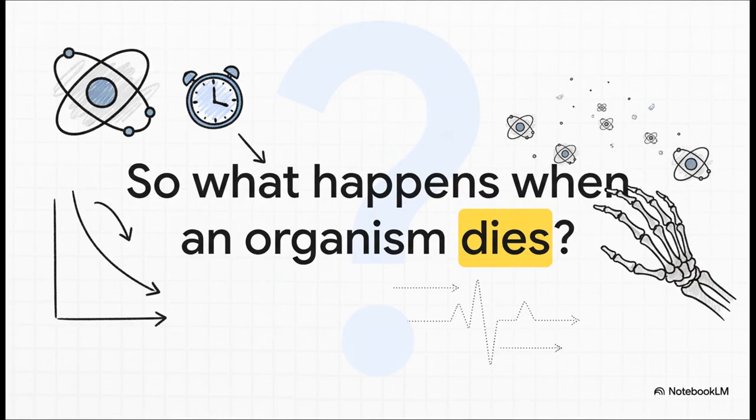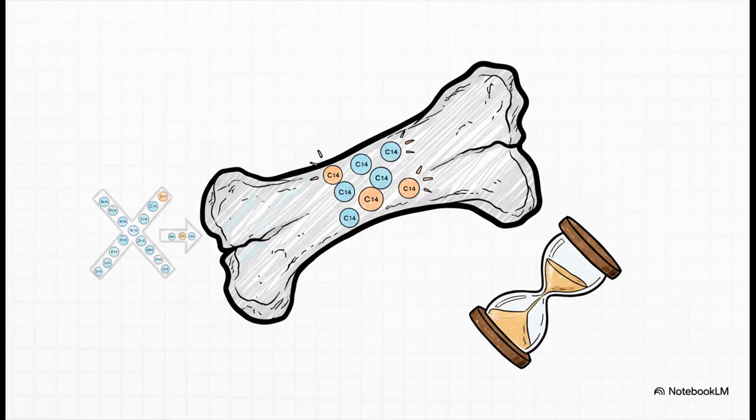It's like a running tap. But what happens the second it dies? That's when the clock starts ticking. The tap is turned off, the organism stops taking in any new carbon-14, and the C14 that's already in its body just starts to decay at its own predictable pace. So by measuring the ratio, how much C14 is left compared to how much it started with, we can figure out with amazing accuracy how long it's been dead.